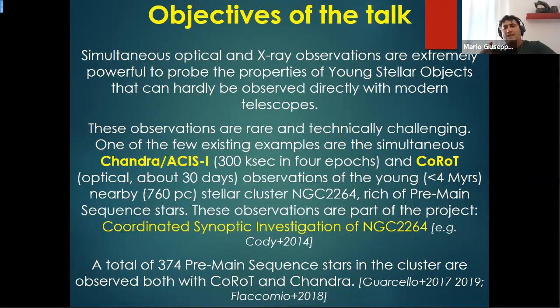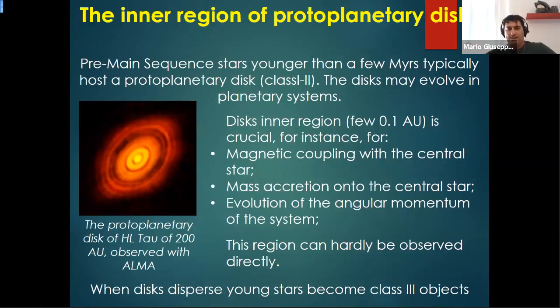And I will focus on the results obtained from a Chandra observation, 300 kiloseconds long, divided in 4 different epochs, and taken simultaneously with the CoRoT observations. CoRoT was this wonderful satellite that was designed for the search of exoplanets and was performing optical light curves with a cadence of 50 and 300 seconds, so with a wonderful cadence. In particular, we have 374 pre-main sequence stars in this cluster for which both X-ray and optical data are available.